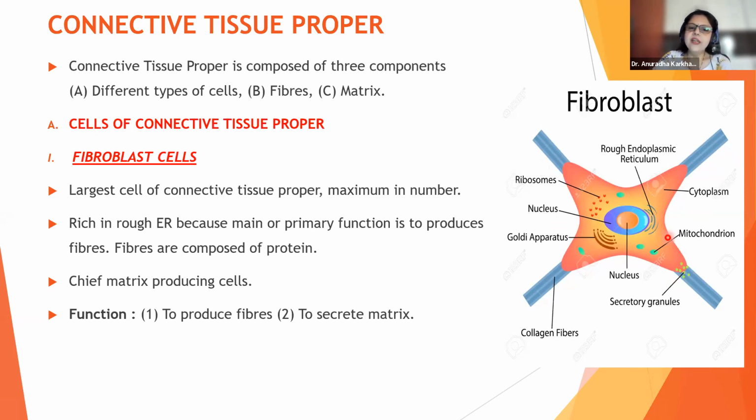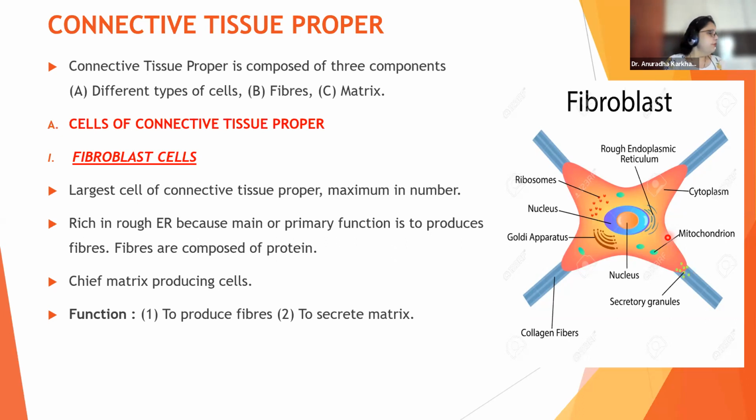It is the largest cell of the connective tissue proper, maximum in number, rich in endoplasmic reticulum, mainly because why? Because it's going to be involved in the production of fibers. So ये जो fibers है, ये fibers protein के बनते हैं, and we know that RER is responsible for protein formation. In cell unit of life, we have seen that. So RER is required for the protein formation, and because these particular cells are going to synthesize fibers which are made up of proteins, they are going to be rich in endoplasmic reticulum.